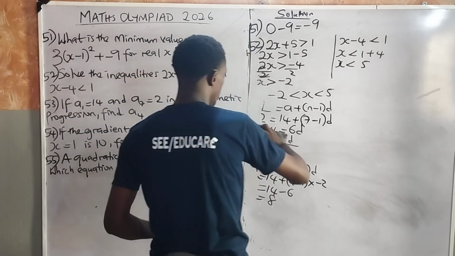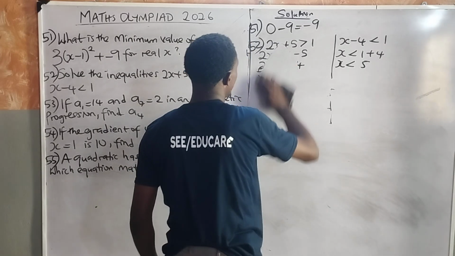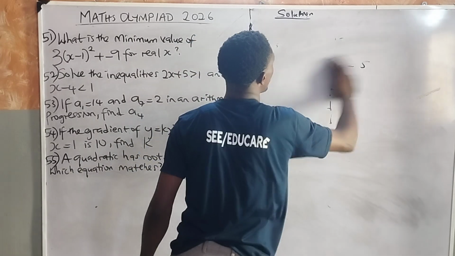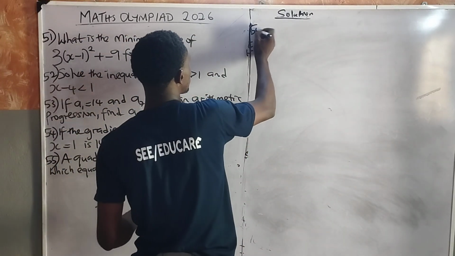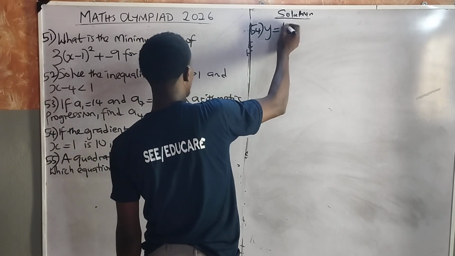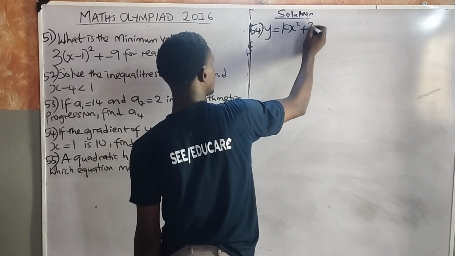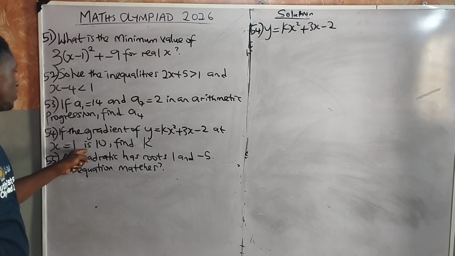Let's go to the next one. The next question we have there is number 54. We go to number 54. They mentioned something about gradient. We are given y is equal to kx squared plus 3x minus 2. We are given that at x equals 1 the gradient is 10.